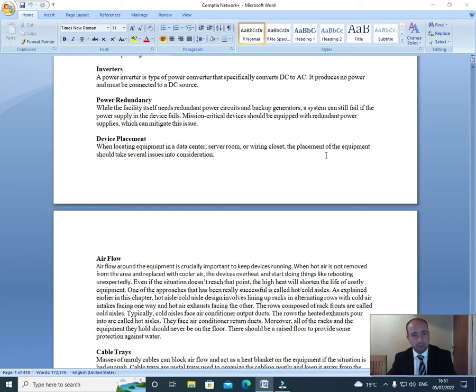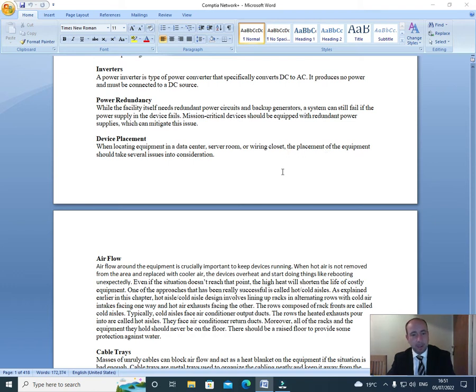Power redundancy. While the facility itself needs redundant power circuits and backup generators, a system can still fail if the power supply in the device fails. Mission critical devices should be equipped with redundant power supplies, which can mitigate this issue.